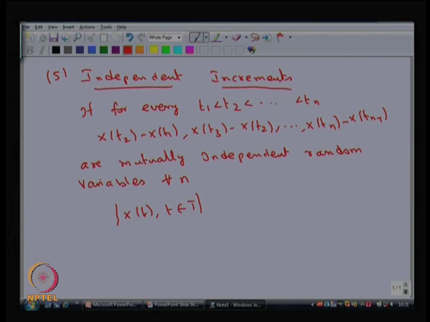The independent increment does not imply some other properties, but here what we are saying is the increments satisfy the mutually independent property. That means, if you find the joint CDF of these random variables, that is the same as the product of the individual CDFs. If this property is satisfied for all n, then you can conclude that the stochastic process has independent increments.